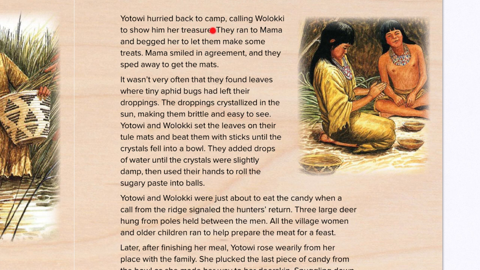Yotoi hurried back to camp, calling Waloki to show him her treasure. They ran to Mama and begged her to let them make some treats. Mama smiled in agreement, and they sped away to get the mats.